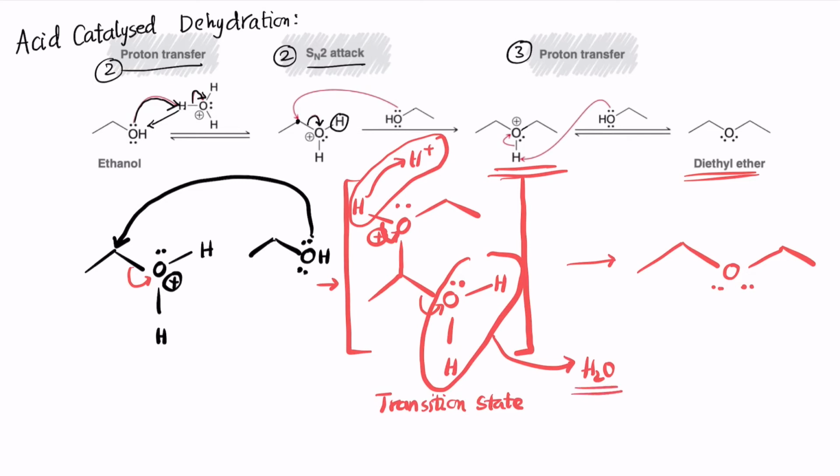Because the water molecule is being removed, that's the reason we call this a dehydration reaction. And why do we say acid catalyzed? Because this reaction wouldn't start without an acid, the H3O plus molecule. To create that H3O plus molecule, you need an acid. So this is the process of acid catalyzed dehydration.